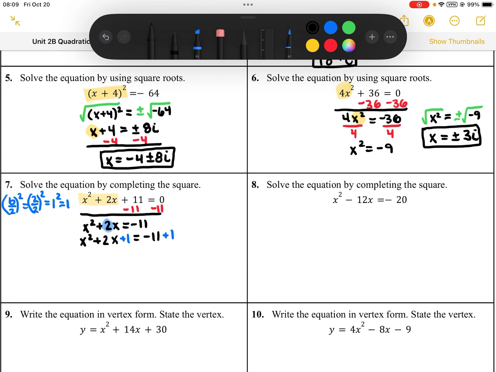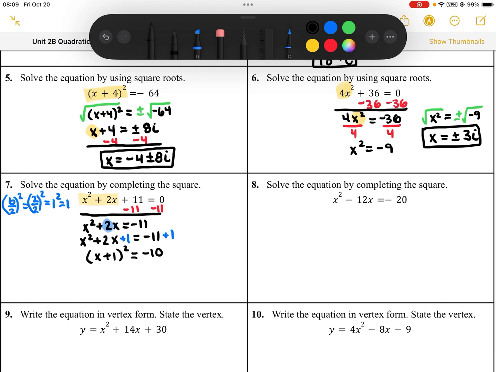Left-hand side, I now factor, okay? Write it as a quantity squared. So this factors to x plus 1 squared. 1 times 1 is 1. 1 plus 1 gives me 2. Right-hand side, negative 11 plus 1 gives me negative 10.